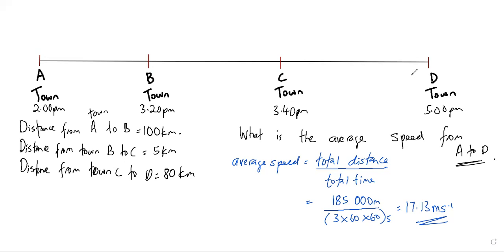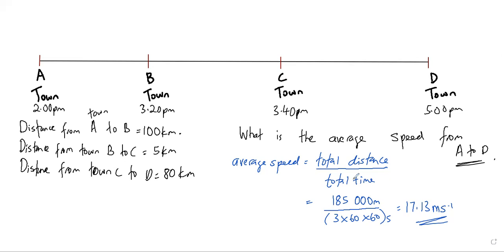The journey from A to D is 100 kilometers plus 5 kilometers plus 80 kilometers, a total of 185 kilometers. You change that to meters: 185,000 meters. The total time is 3 hours because you started at 2 p.m. and ended at 5 p.m. So 3 hours of journey. You change 3 hours to seconds: 3 times 60 minutes times 60, and you get seconds. So you get 17.13 meters per second.